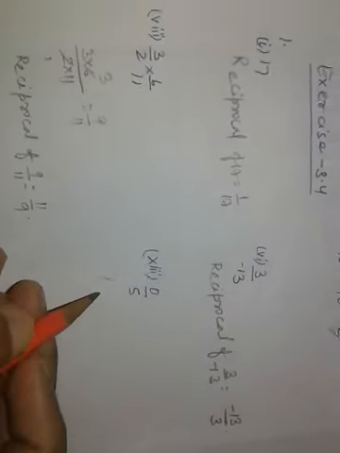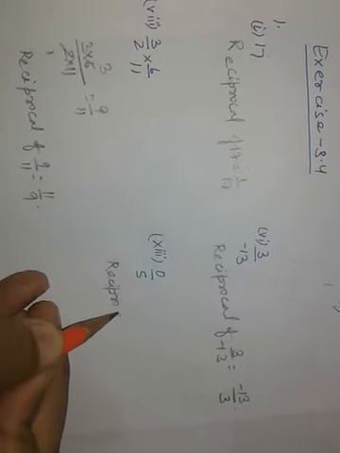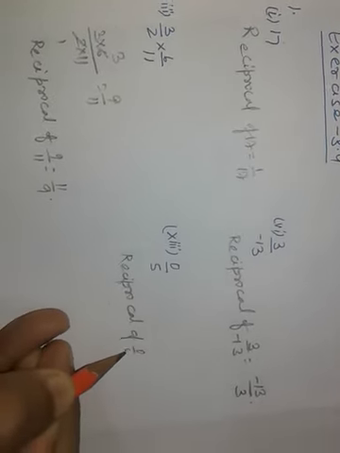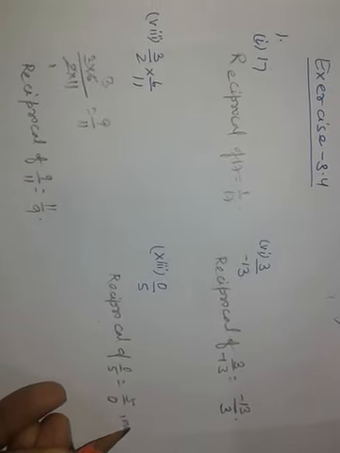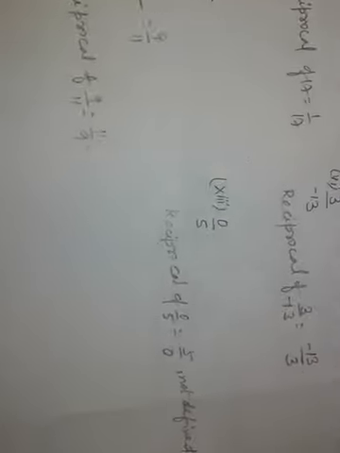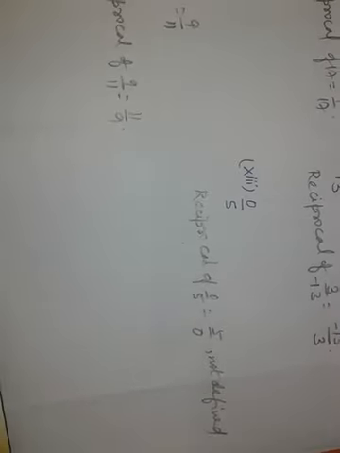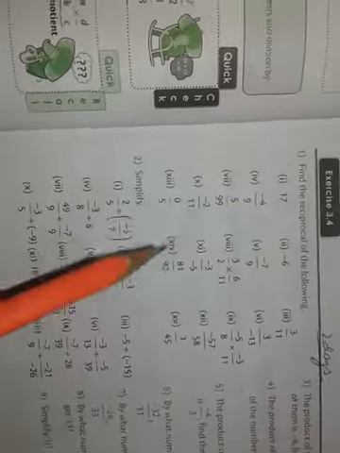And here also, reciprocal of 0 by 5 equals 5 by 0, which is not defined. Why? Because when a number is divided by 0, the answer is not defined. So like this you have to go ahead and solve all the questions of question number 1 of exercise 3.4. Let's move to question number 2. Today we discuss question number 1, question number 2, and question numbers 9, 10, 11 and 12.